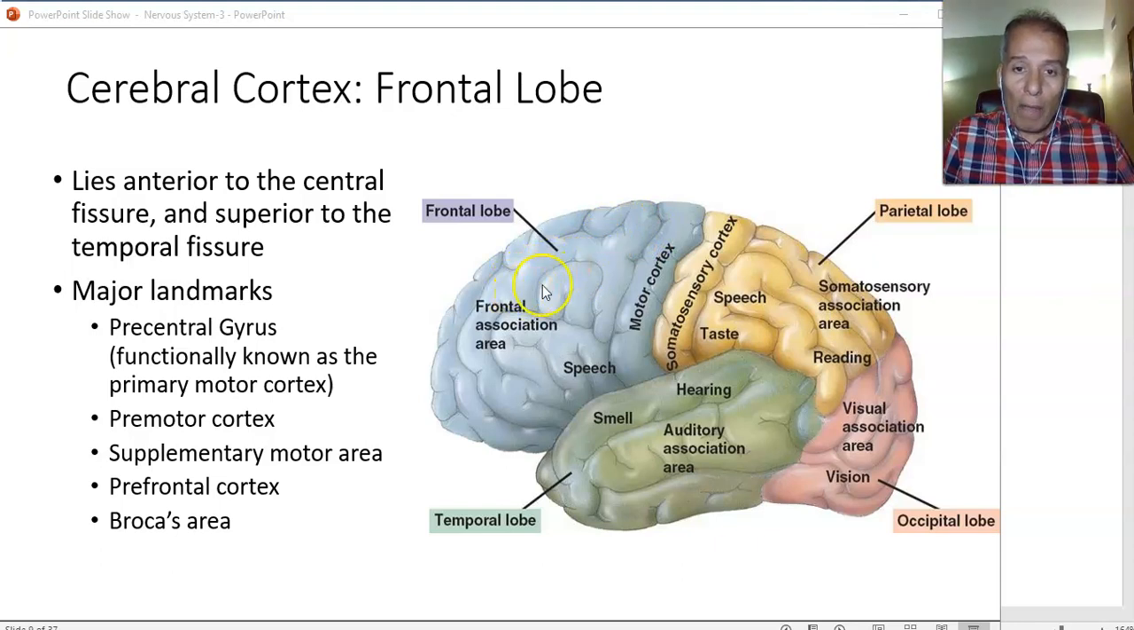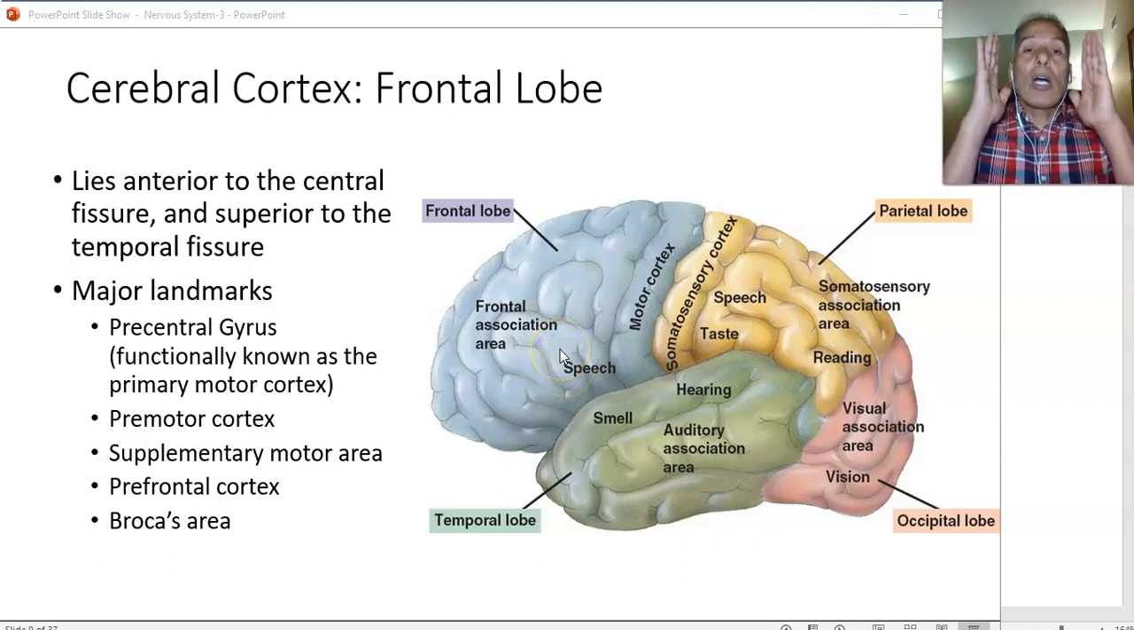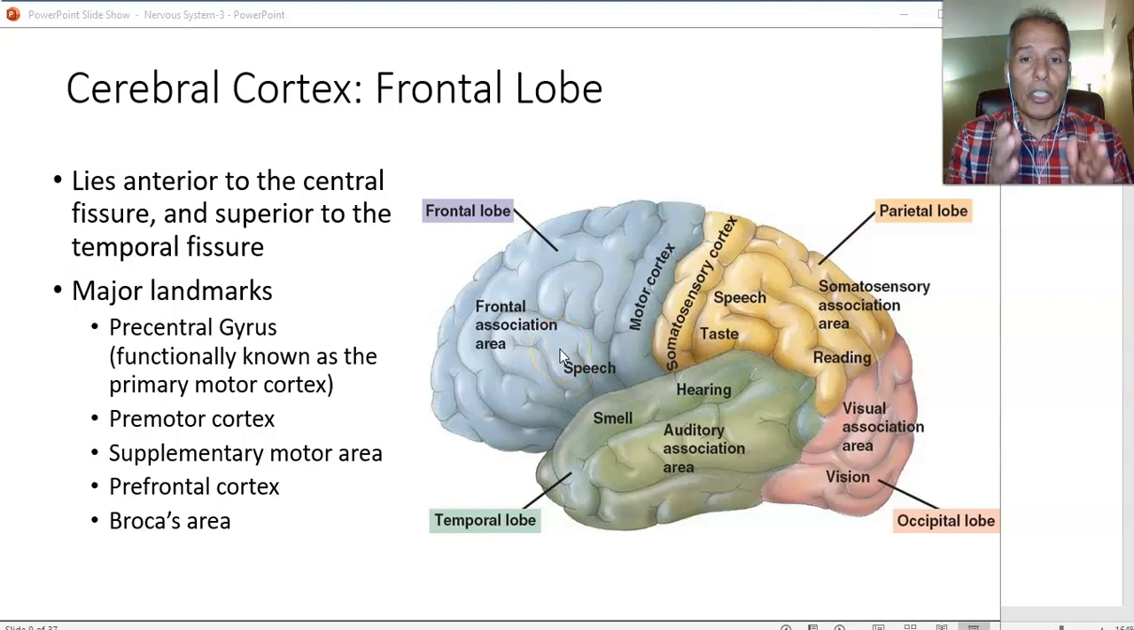Then we have another very important structure. See, here is the motor cortex, and the premotor area extends up to maybe a little bit here, and in front of it, see this area and this, they make up Broca's area. Notice we are looking at the left hemisphere. Broca's area is only found in the left hemisphere.